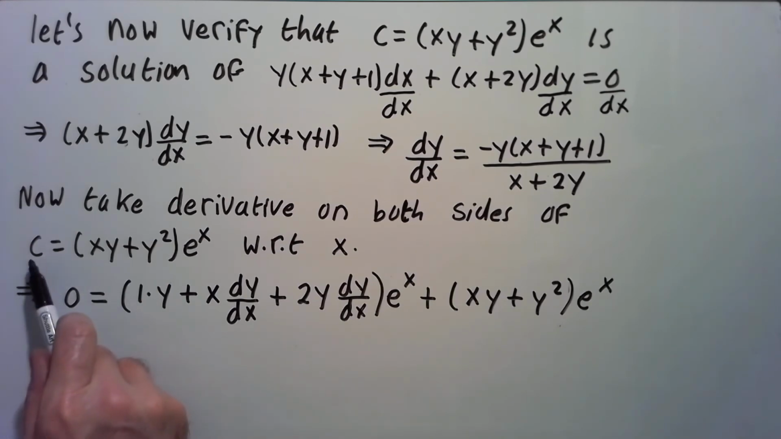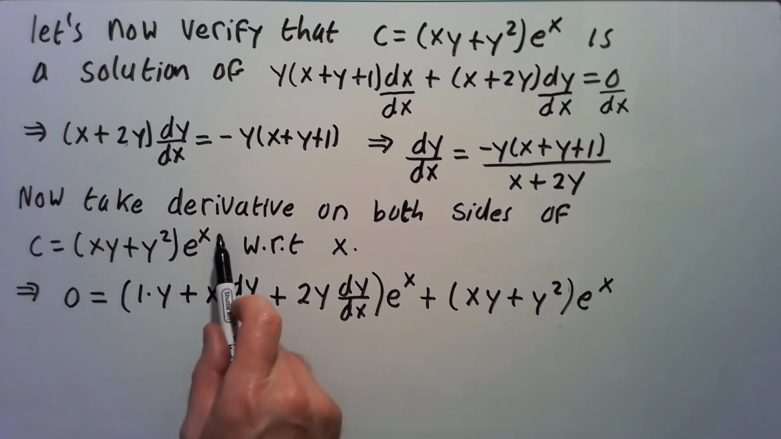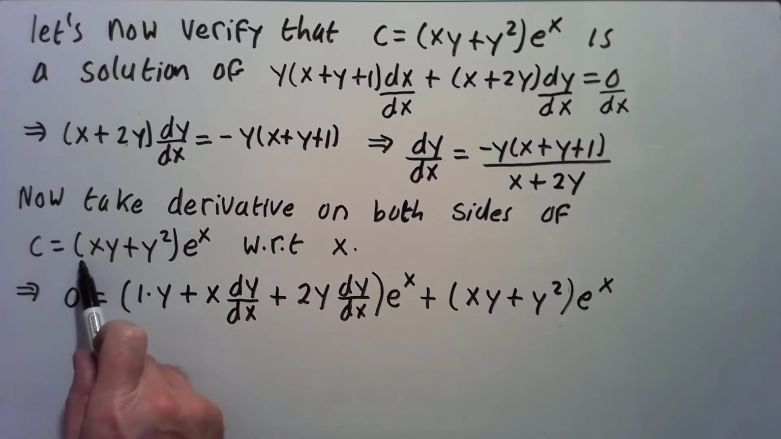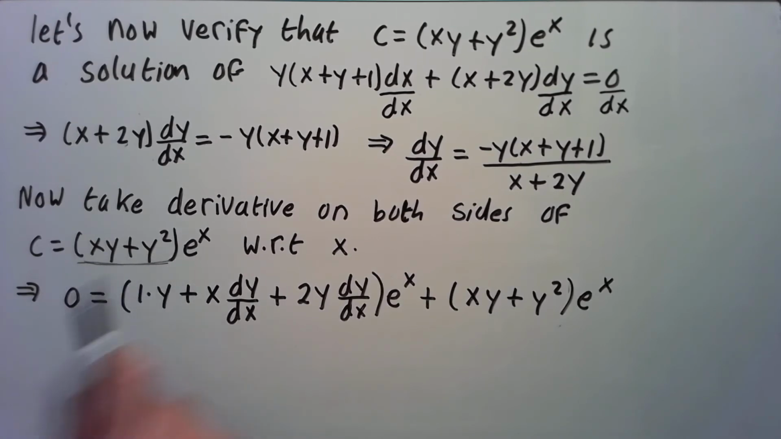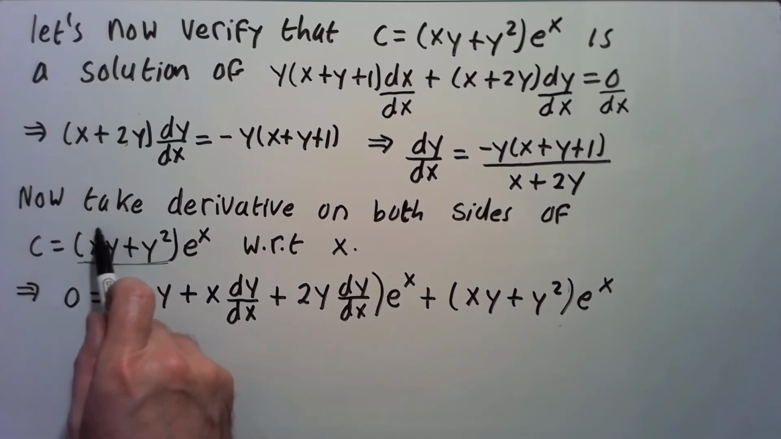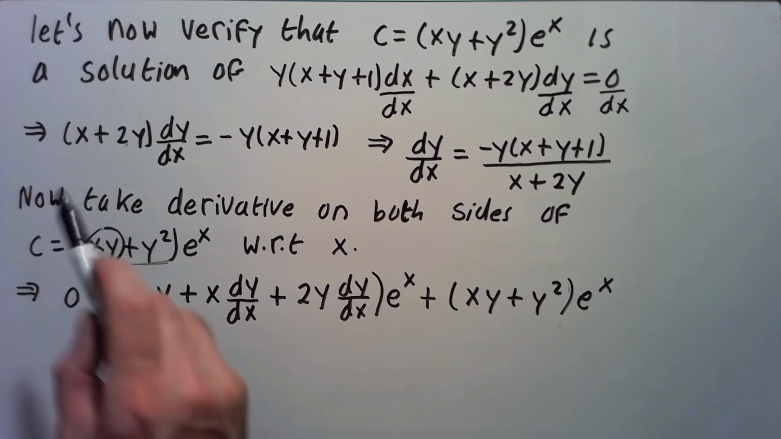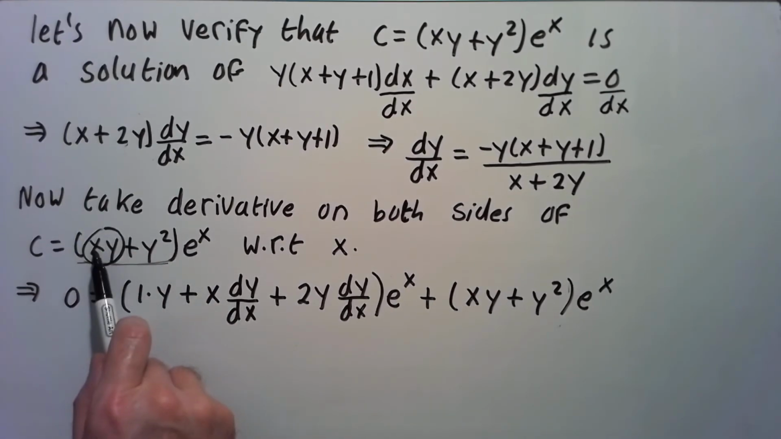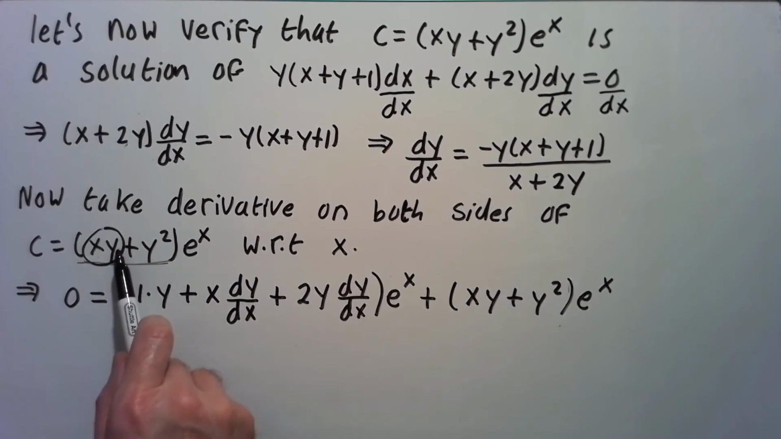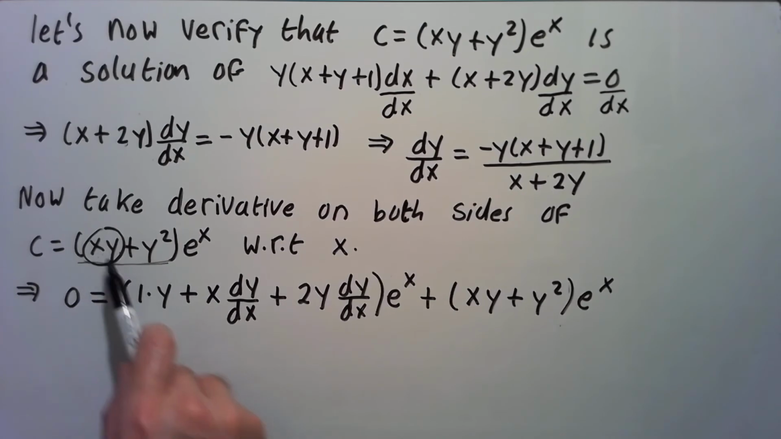Taking derivative, the derivative of c again is 0. Then you're going to have to take the derivative of this side with respect to x. I'm going to use the product rule, so it's the derivative of the first function times the second. But inside the first function we've got another product. So it'll be the derivative of x, which is 1, times y, plus x times the derivative of y with respect to x, so it'll be dy dx. That's the product rule on the xy right here.